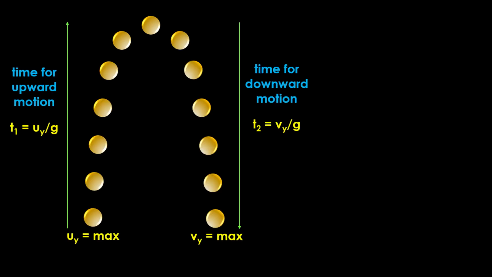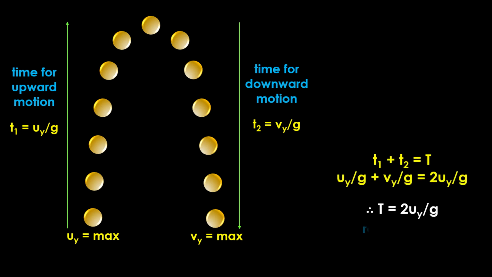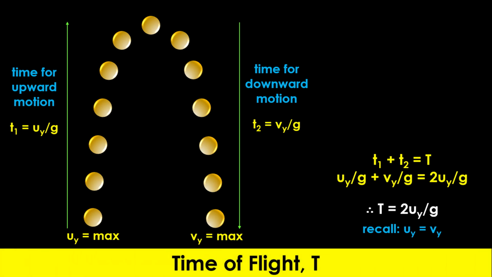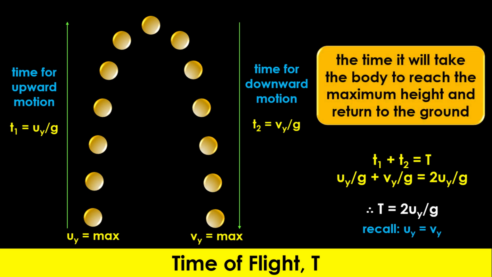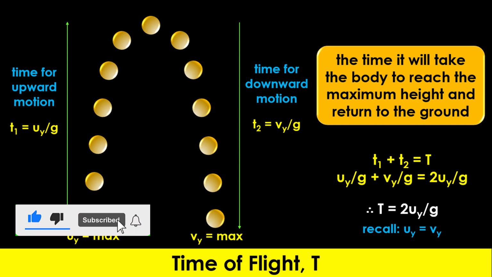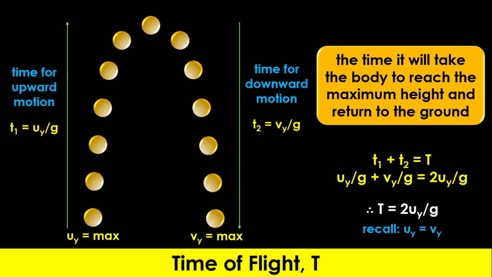If we add the time for the upward motion to that for the downward motion, it will give us 2uy over g. This is because the initial velocity for the upward motion equals the final velocity for the downward motion. This gives us the time of flight, capital T. The time of flight is defined as the time it will take the body to reach the maximum height and return to the ground. Let's now see how to apply these formulae by solving some examples.